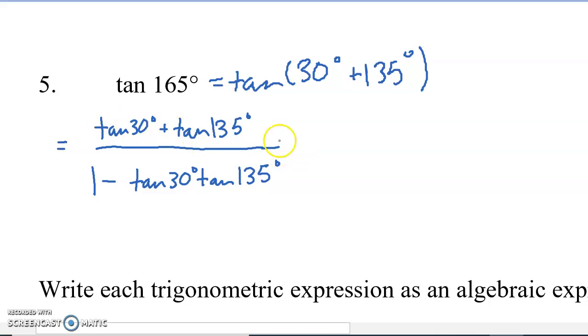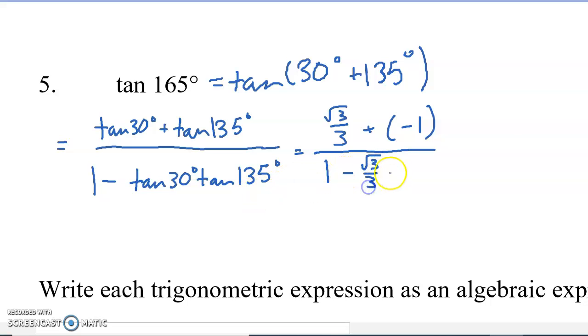Anyway, we know how to deal with tangent of 30 degrees. That's root 3 over 3. We know how to deal with tangent of 135. That's negative 1. And then we see the same values down here, minus root 3 over 3 times negative 1. Okay. Now this is kind of a messy answer, so let's see some things we can do to clean it up. For example, plus and negative is the same as minus. And negative times negative is the same thing as a plus.